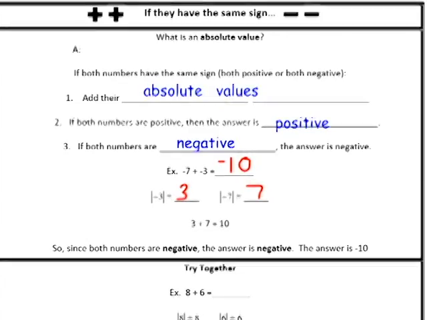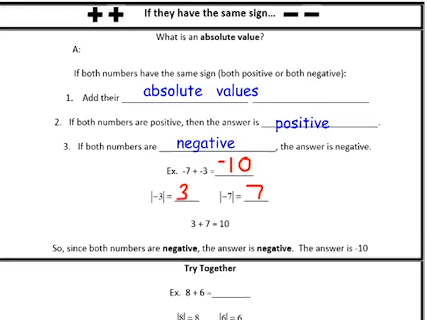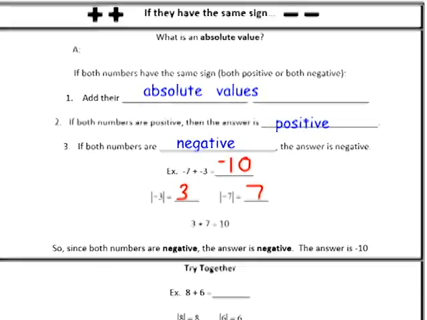To put it in simpler terms, take the digits 7 and 3, simply add them, and if they're both negative, the answer is negative. If they're both positive, the answer is positive. Think about it this way. If you start walking in the positive direction and you never turn around, you're going to end up positive. You keep walking in the negative direction and you don't turn around, you're going to keep ending up negative.